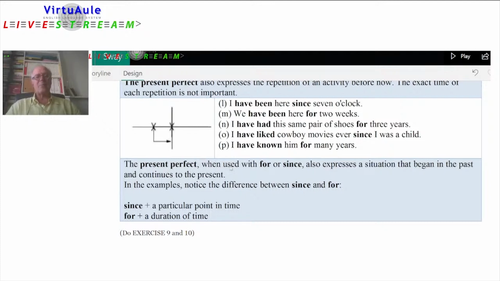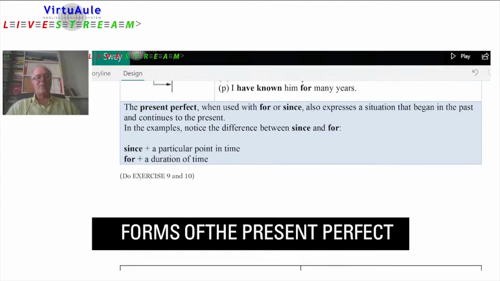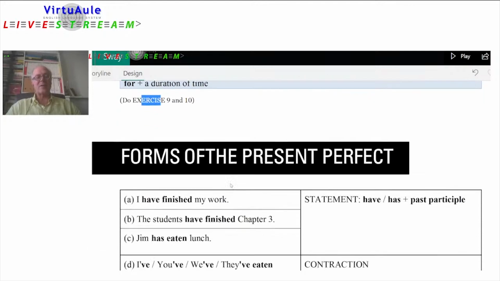The present perfect, when used with for and since, also expresses a situation that began in the past and continues to the present. In the examples, notice the difference between since and for. Since is a particular point in time: since 7 o'clock, since I was a child. For is a duration of time, a period: for 2 weeks, for 3 years, for many years. Those are periods, okay? If you have access, you can do exercise 9 and 10.